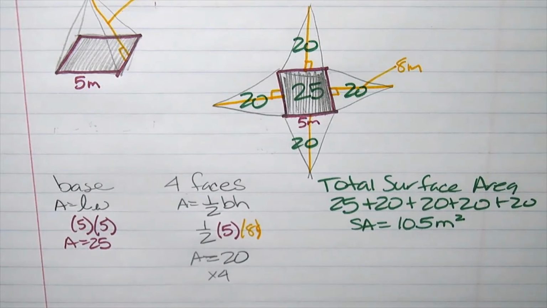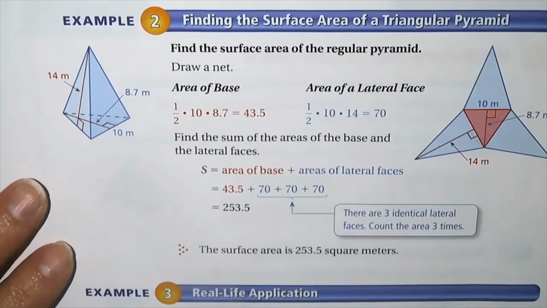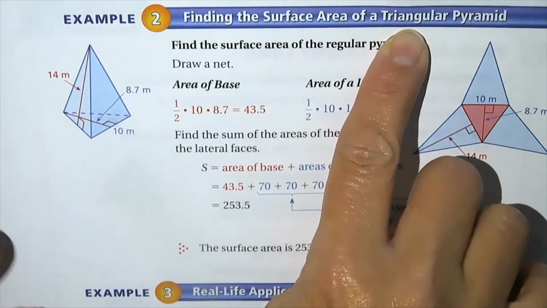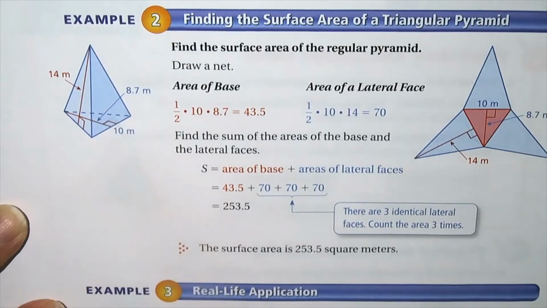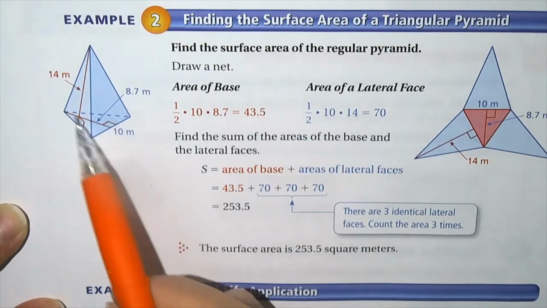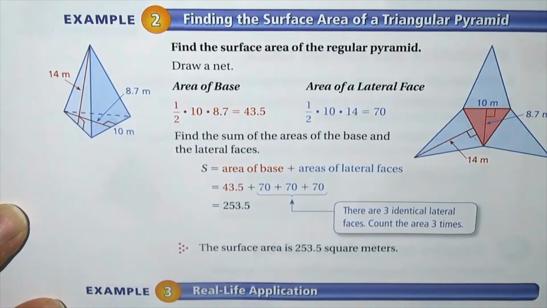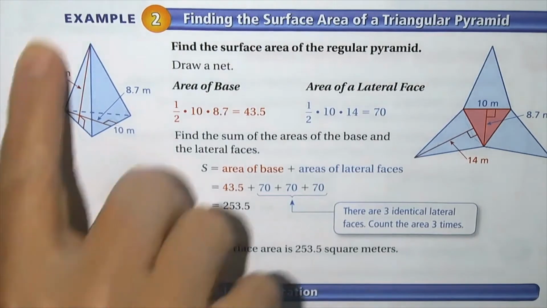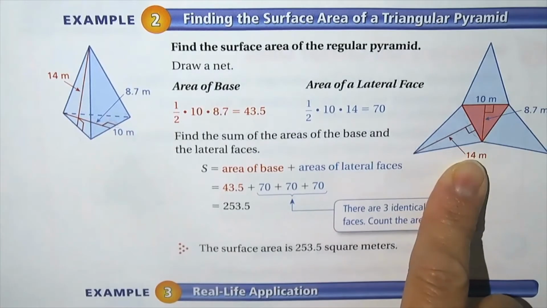But life doesn't stay this simple because the book likes to throw this at us. Now we have a triangular pyramid. So that means my base is a triangle. And this is a big, huge old mess because I have the height of the base, but then I have the height of the face as well. This is a big, huge mess.